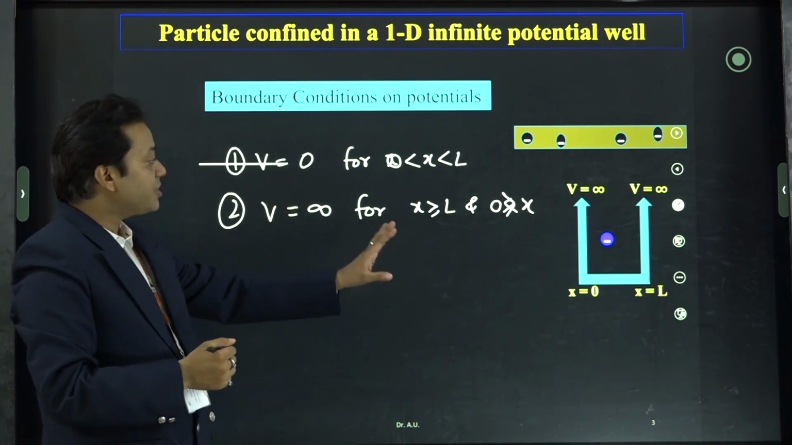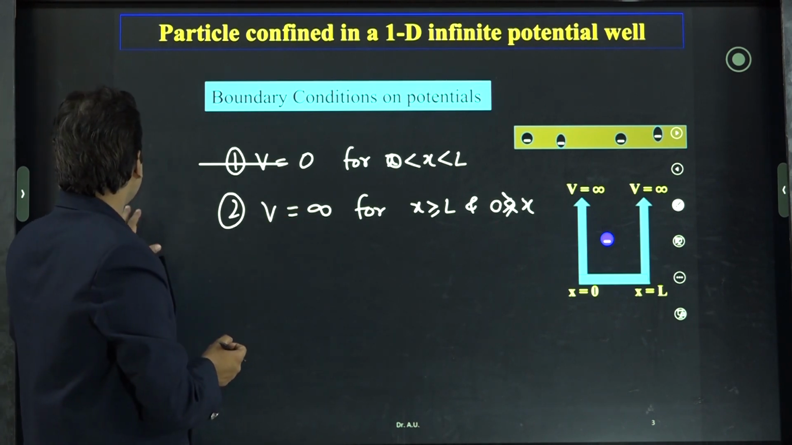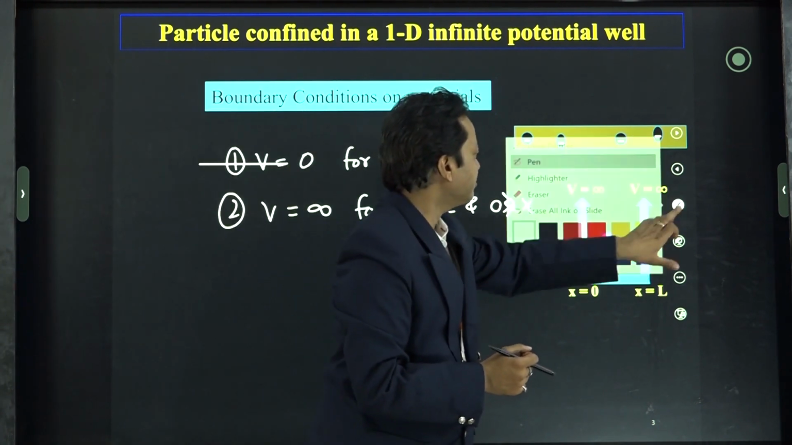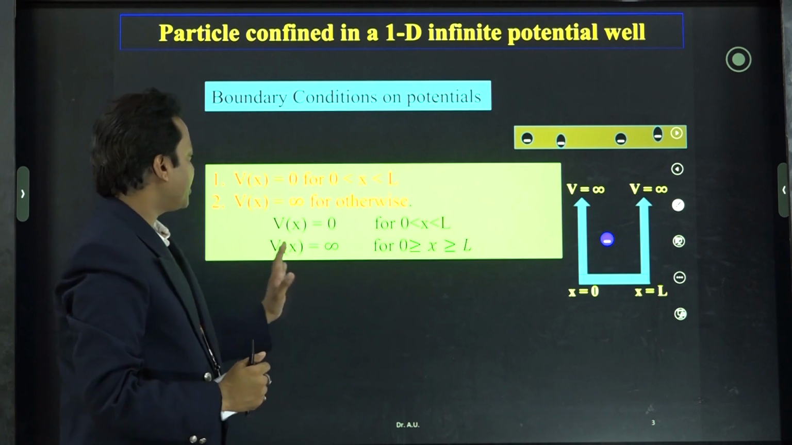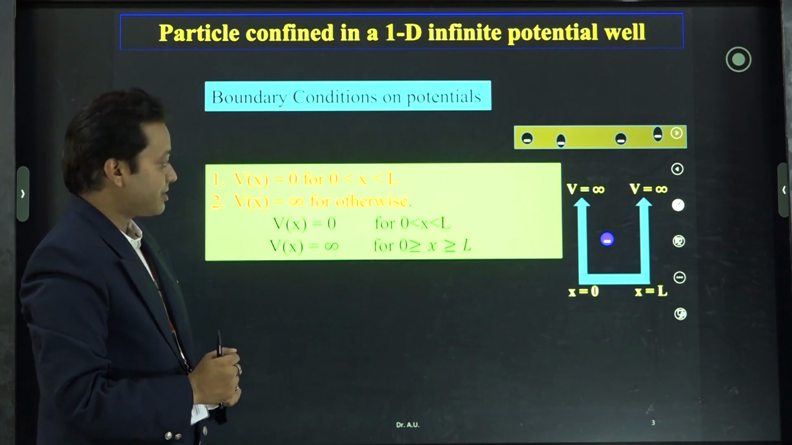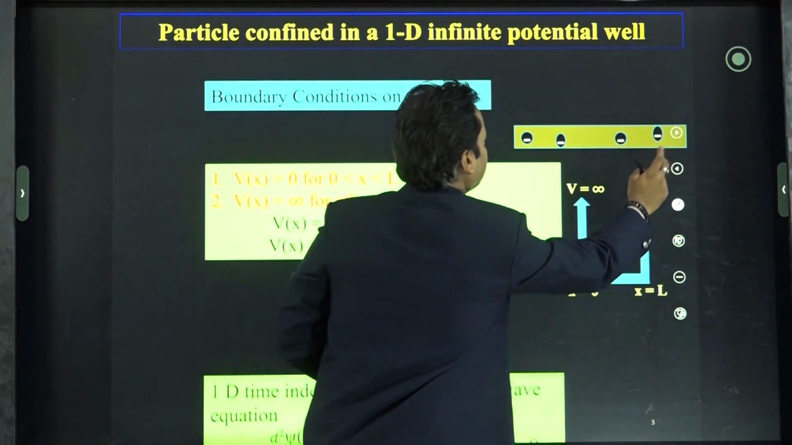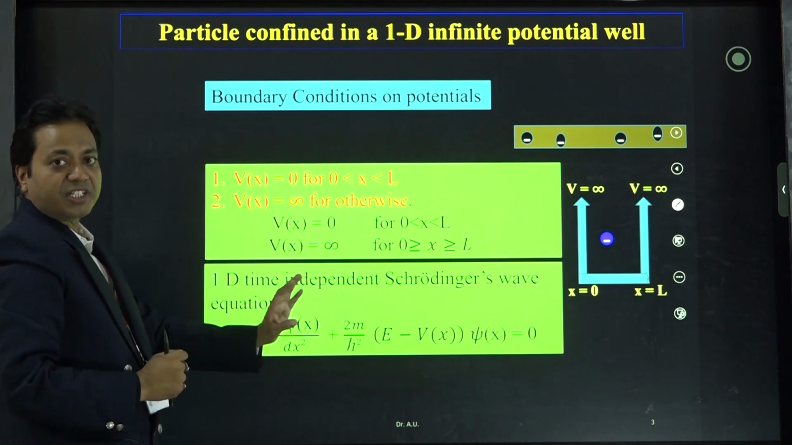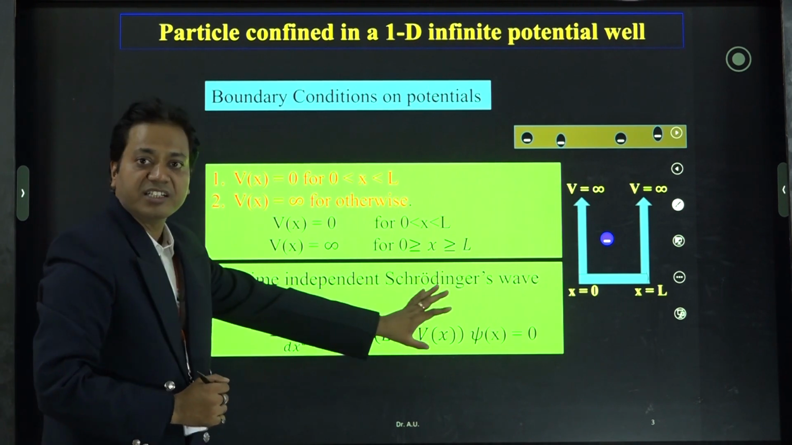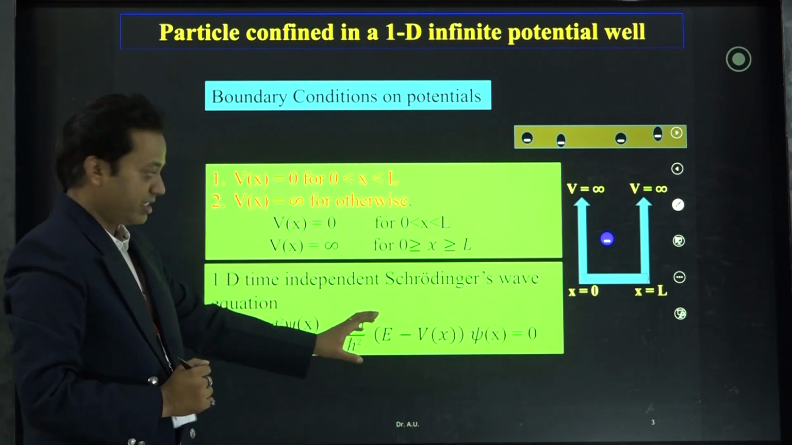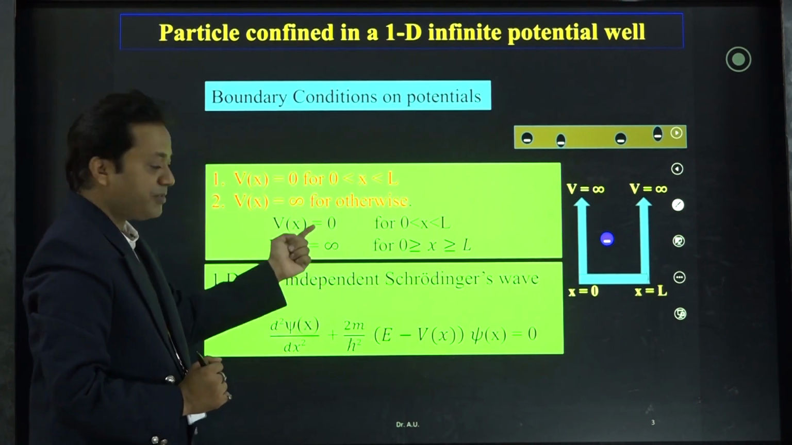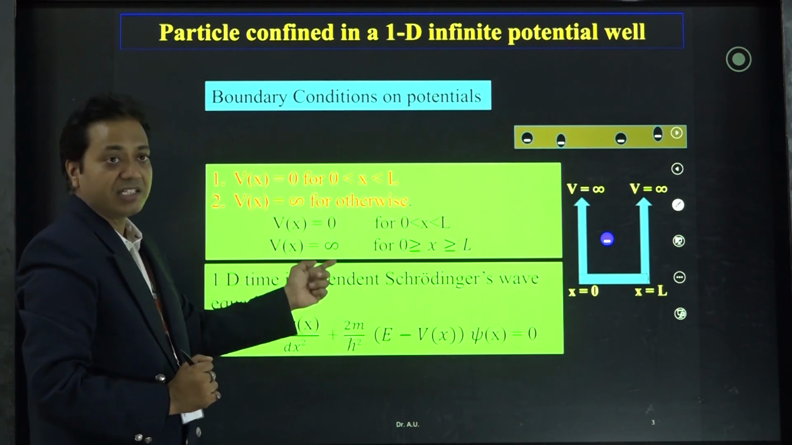So, by using these two boundary conditions, we can solve the Schrödinger wave equation. So, these are the boundary conditions. The first one is V is 0, and the second is V is infinite for these conditions. Then we can write the Schrödinger wave equation for this problem. This is the general Schrödinger wave equation in one dimension, which we can write like this. Now, we can replace our potential with these two, V is 0 or V is infinite.